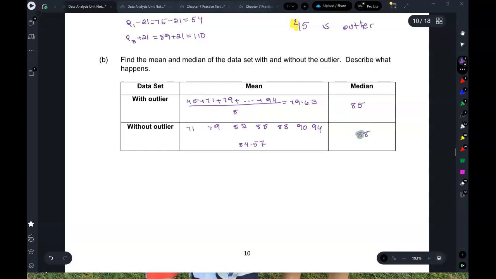Okay, so now let's take a look. When I took out the outlier, how much did the median change? 3 points. When I took out the outlier, how much did the mean change? More than 3, right? It's a little bit more than 5, correct? So what does this tell us? The outlier doesn't affect the median as much as it affects the mean. Okay, so it really affects the mean, but it doesn't affect the median as much.